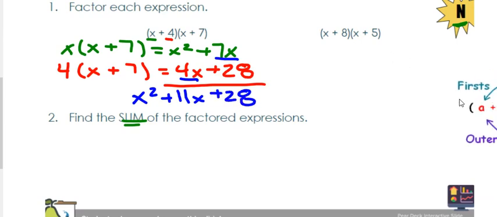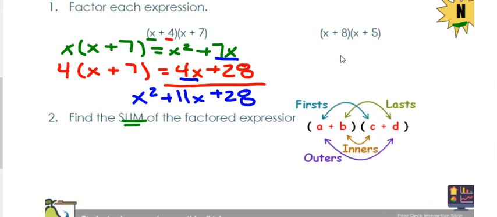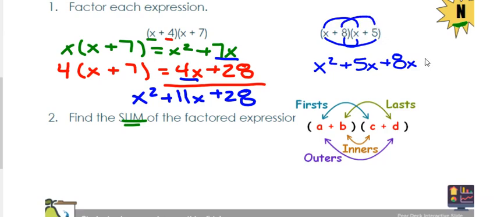For my next one, I'm going to use the FOIL method. So for FOIL, I start with my first. So I have my x times my x to give me x squared. Then I go to my outers. So I have x times 5, which gives me plus 5x. Then I have my inners. So I have 8 times x, which gives me, again, plus 8x. And then lastly, I have my lasts. So I have 8 times 5, which gives me plus 40.